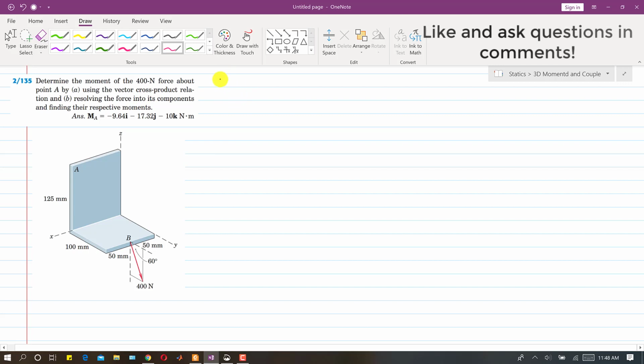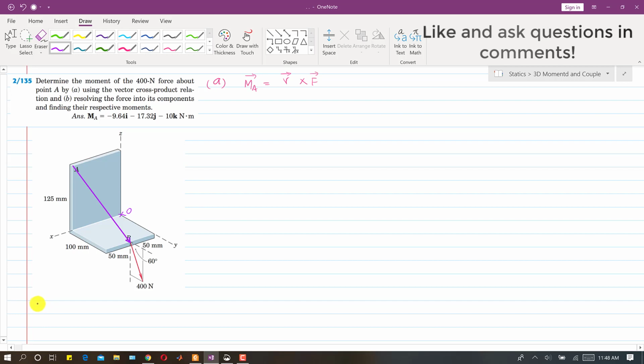First I will use the cross product method. To find the moment about A, we will write R cross F. We will first define our moment arm. Let's suppose this is my moment arm from point A to B, and let's suppose that this point is the origin. First we need to find the coordinates of point A and B.